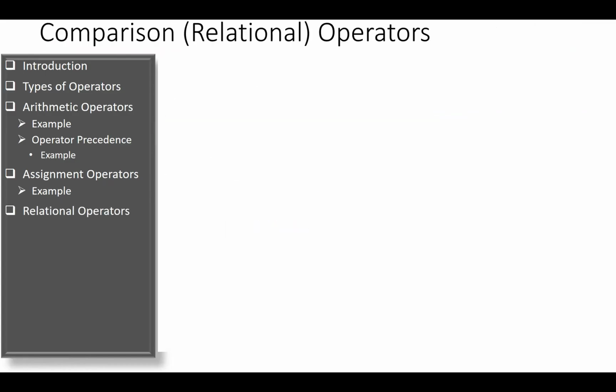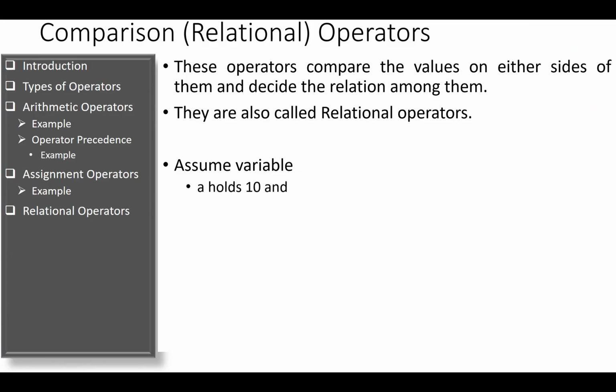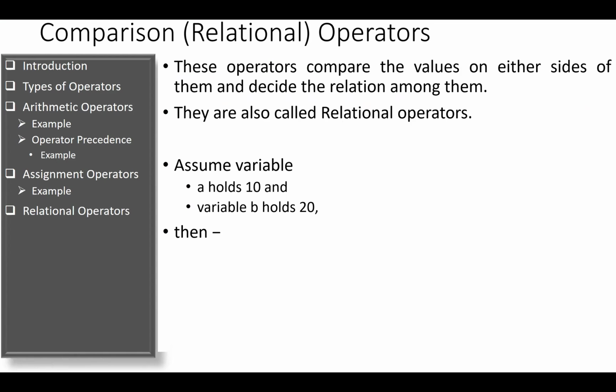Next, comparison operators, or relational operators. These are used to compare the values on either side of them and decide the relation among them. Assume a variable A holds the value 10 and variable B holds the value 20. If the values of the two operands are equal, then the condition becomes true. Here we have equal, not equal, and so on.